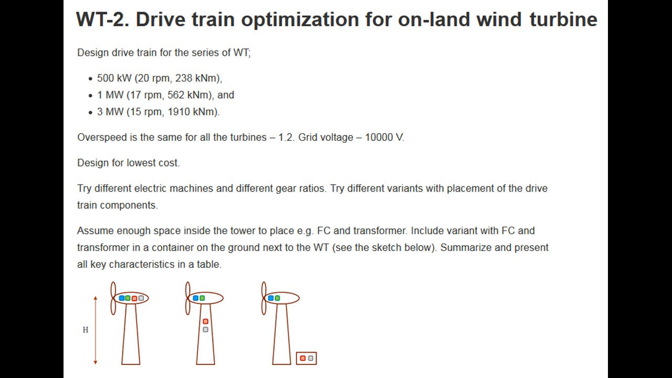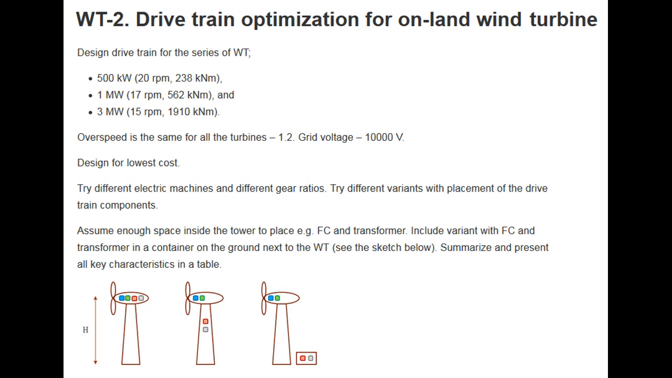Hi, in exercise WT-2 we have the honor to design 3 different wind turbines, and the load parameters of the turbines are given, so they are of a different power, and usually the speed of a turbine with higher power is lower. So for 3 megawatt we have just 15 RPM, while for half megawatt turbine we have 20. So the over speeds are the same and grid voltage is the same for all the 3 turbines. And we are designing for lowest cost here.